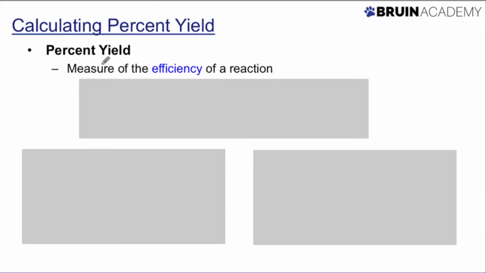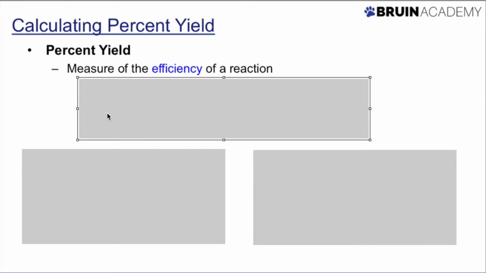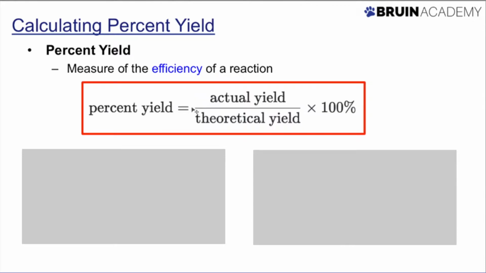Think of percent yield as a measure of the efficiency of a reaction. So in other words, it's how well a reaction can form products given a fixed number of reactants. Now there's an equation you can use to solve for efficiency or percent yield, and that's equal to the ratio of actual yield over theoretical yield multiplied by 100. So let's define what actual yield and theoretical yield are.